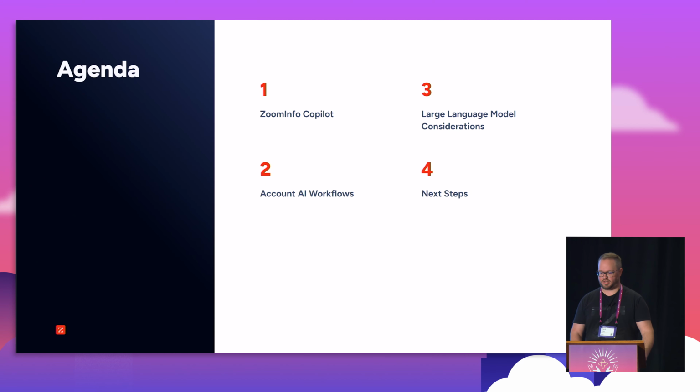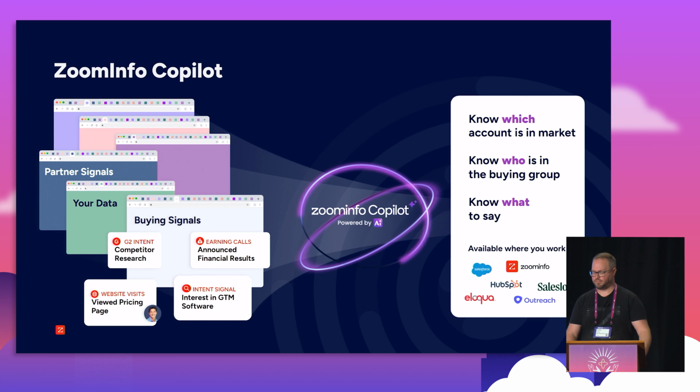So what we're going to talk about today, we're going to do a little intro of ZoomInfo, if you're not familiar with what ZoomInfo does, and talk about the Copilot product a little bit. Then we'll dive into some of the technical details for the workflows that power the Account AI feature, which is part of Copilot, and then go into some of the considerations we had to make when working with the large language models for this project, and finally share a few next steps that we see with this project.